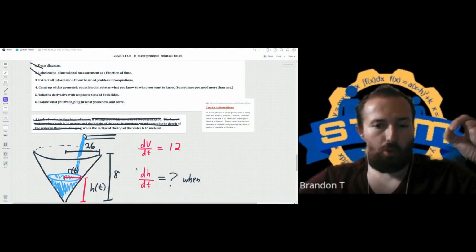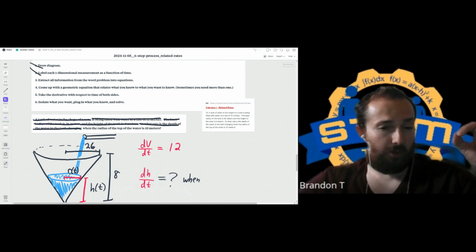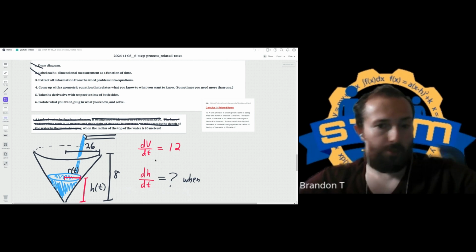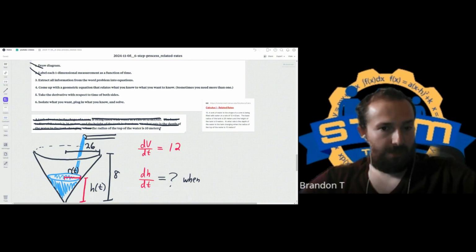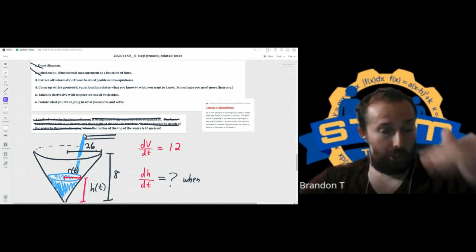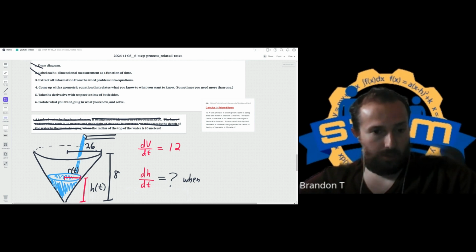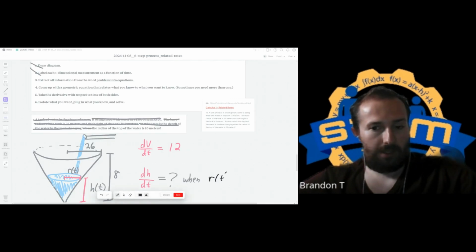So what is this measurement? The rate of change of a certain measurement in the diagram. In this case, they're asking for the height. They could have also asked for the radius, but in this case, they're asking for the depth or the height. And then when, and then usually there's extra information. So when the radius of the top of the water is 10 meters. Now this is important. They're not talking about the radius of the top of the container or the tank of water. They're talking about the radius of the top of the water itself, which does change over time. So that is what we labeled R of t. So basically when R of t equals 10, they're telling us. So that's how I would do that.